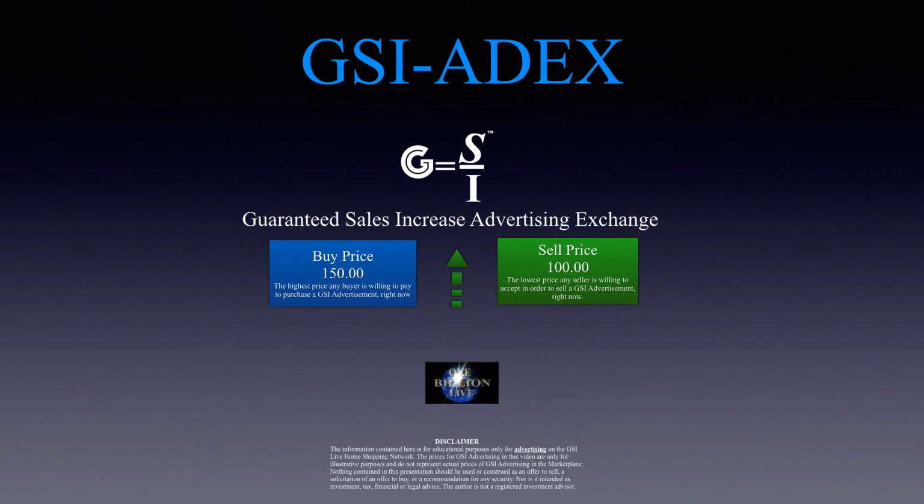Now, the next step would be to advertise and sell your own products on the GSI Live Home Shopping Network. And all you would have to do then is get a GSI analysis that certifies the amount of money you're going to make. And you will make at least $100 or more if you use the advertisement for yourself.